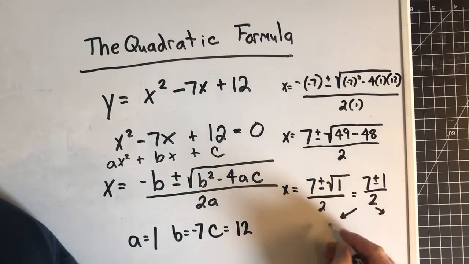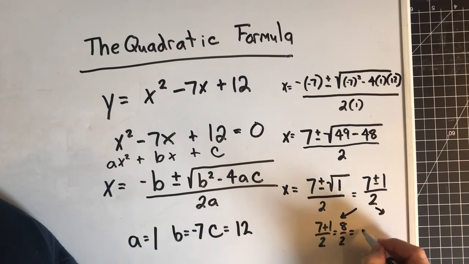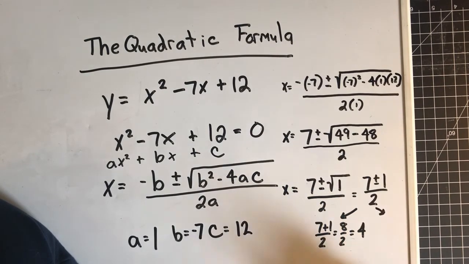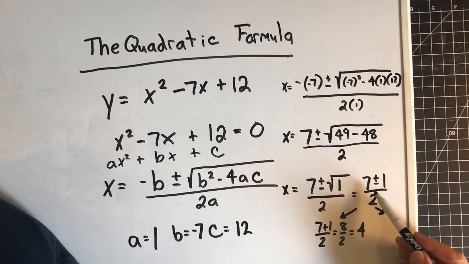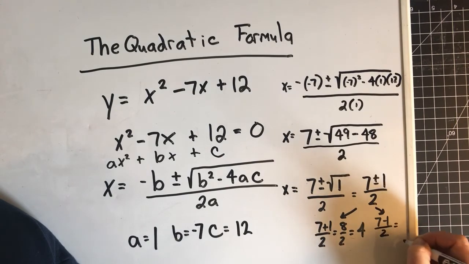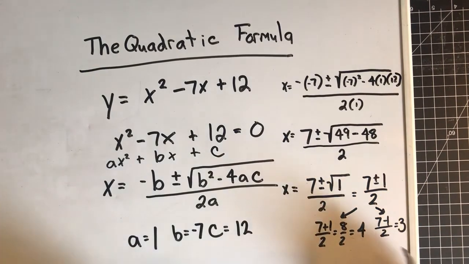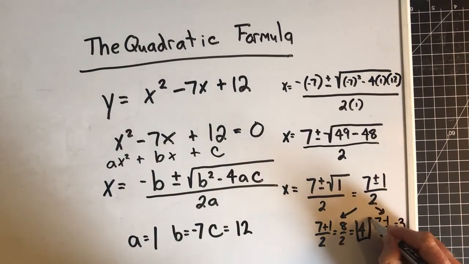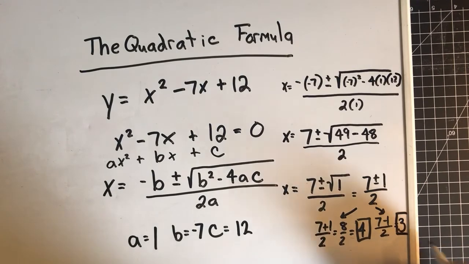7 plus 1 over 2 is 8 over 2, which is 4. And then the other one will be 7 minus 1 over 2, which is 3. So your answers are 4 and 3.